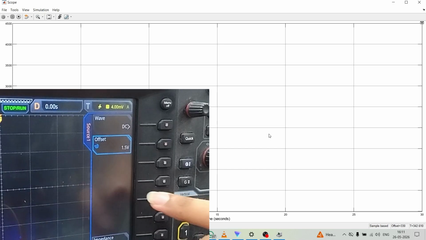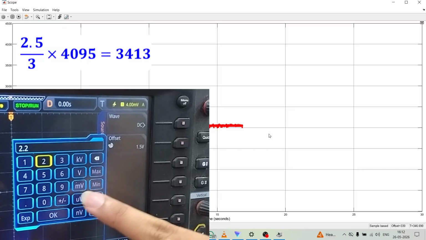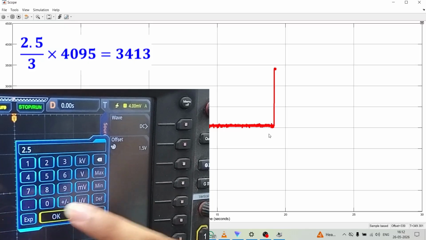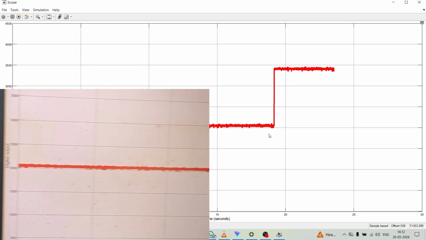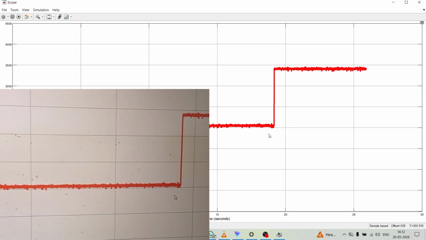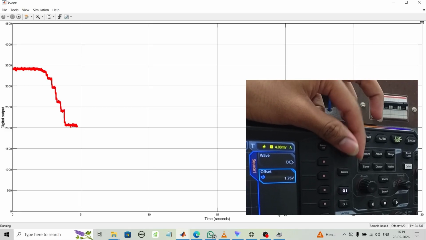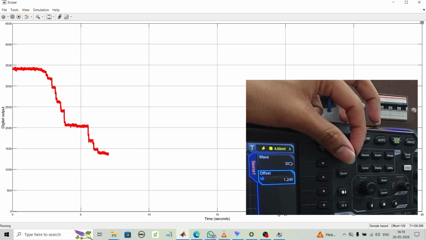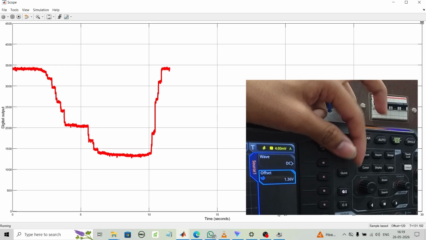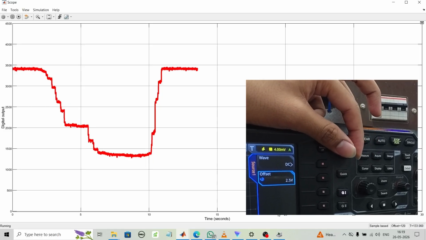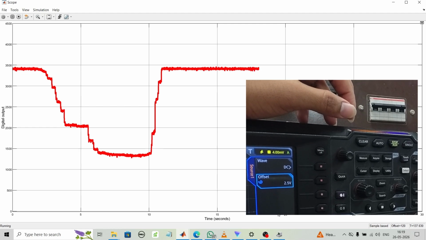Now I will apply 2.5 volts to the ADC input. The expected ADC count is 3413. In the scope, we can observe that the ADC count is close to 3413. Now I will rotate the knob and change the input voltage continuously. You can see that when the voltage is reduced, the ADC count is also reducing in the scope. Similarly, when I increase the voltage, the ADC count is also increasing. This confirms that the ADC count follows the input voltage in real time.